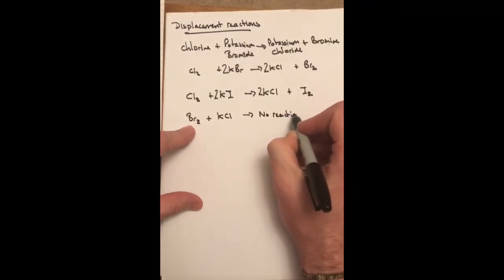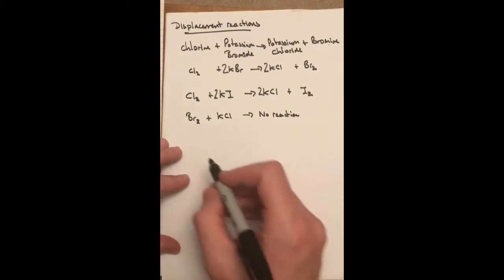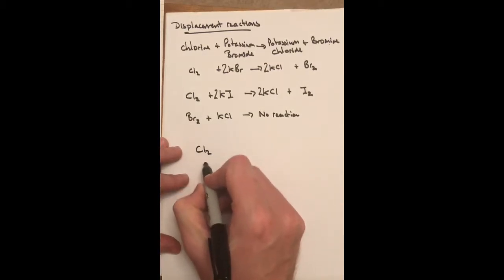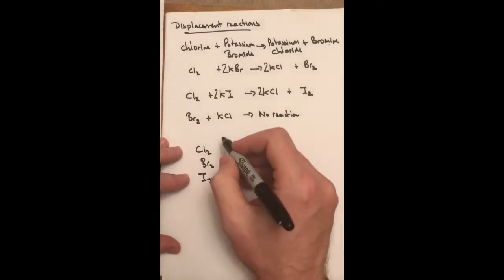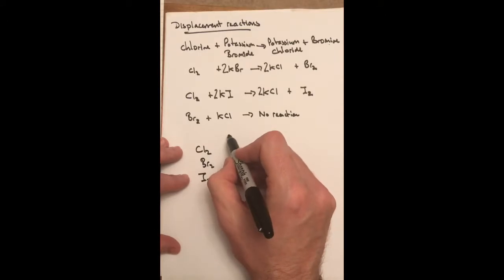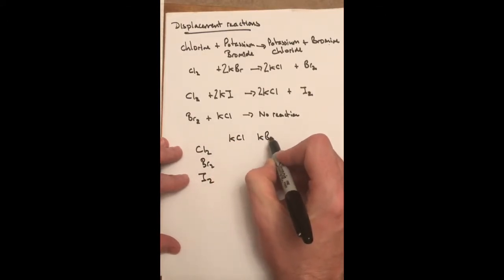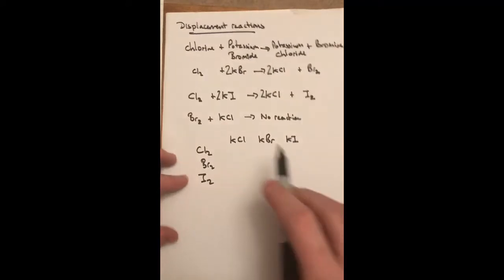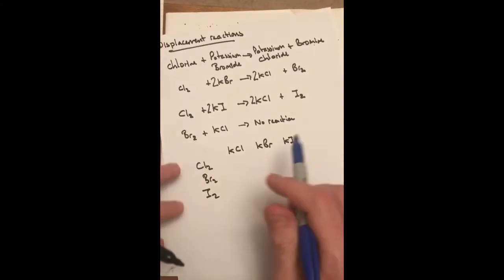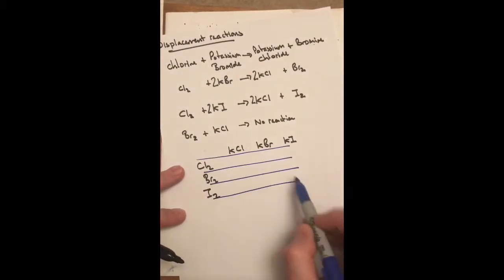So we can use this information to construct a reactivity series, showing the most reactive down to the least reactive of these. It would look like this. There are my halogens. Let's have my compounds. So we've got KCl, KBr, potassium bromide, and potassium iodide. If we just turn it into a little table, it will help us to see visually what's going on.